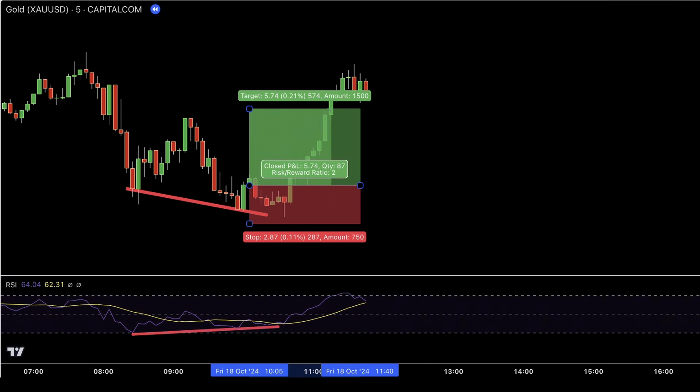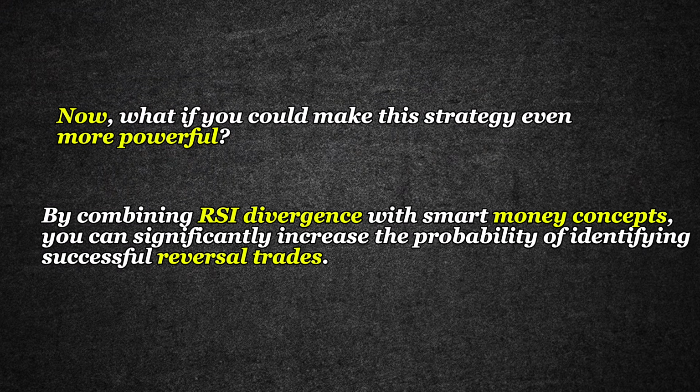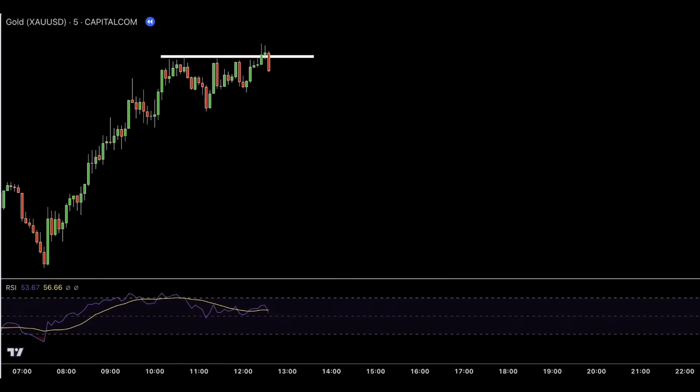By combining RSI divergence, candlestick confirmation, and higher time frame trend analysis, you can significantly improve the quality of your trade entries and increase the probability of success. Now, what if you could make this strategy even more powerful? By combining RSI divergence with smart money concepts, you can significantly increase the probability of identifying successful reversal trades. Let's break this down with a real chart example.